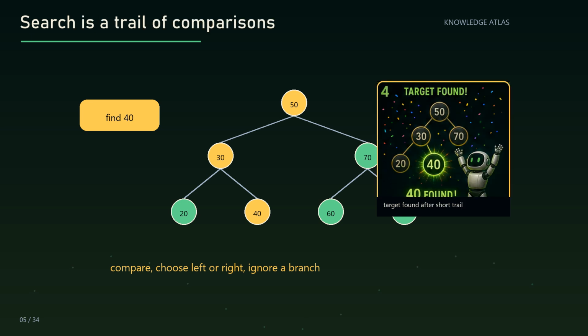To find 40, start at the root. If 40 is smaller, go left. If it is larger, go right. Each step is a decision that removes a whole branch from consideration. The path is the work.